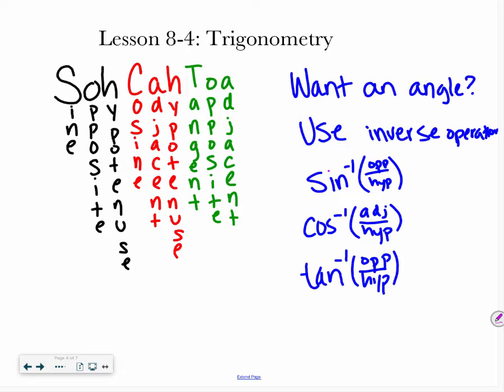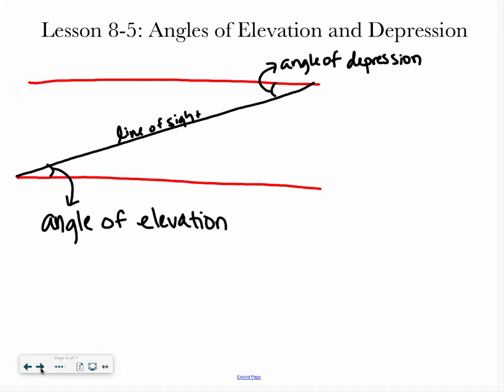Same thing goes for cosine and tangent, okay? Just depending on what angle you're looking for and what sides you have. So just remember, if you are looking for a side, you use regular SOHCAHTOA. If you're looking for an angle, you use the inverse operation.